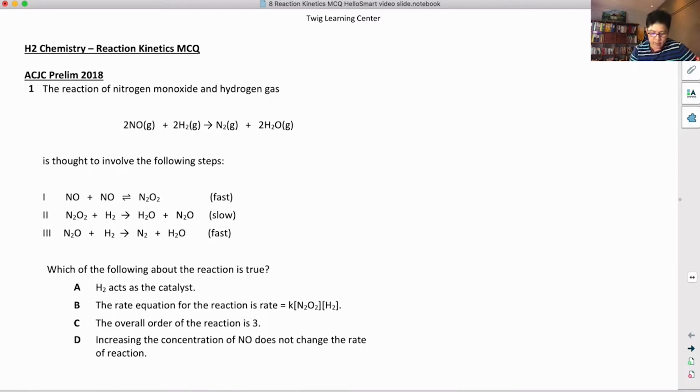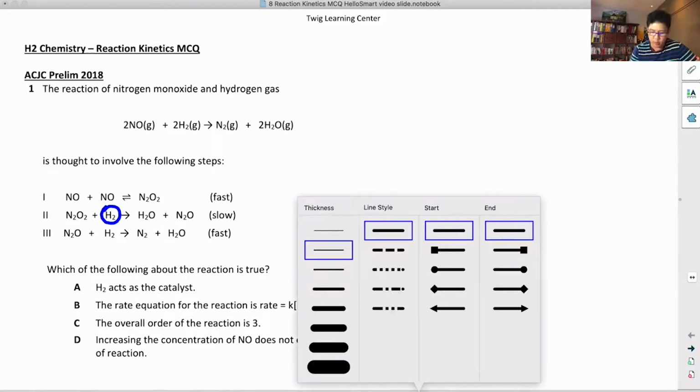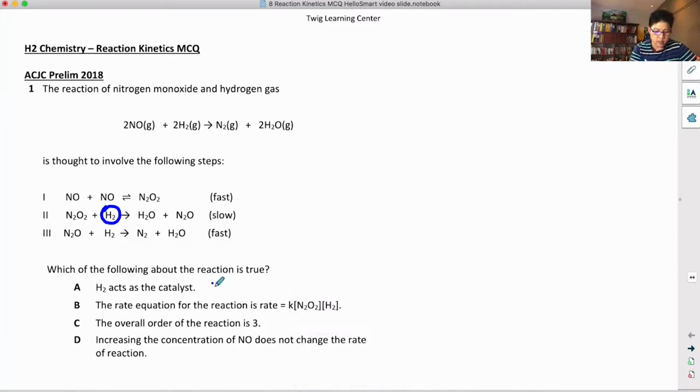Hydrogen acts as a catalyst. I don't think hydrogen acts as a catalyst in this question, because you can see that hydrogen is being used up but it's not being regenerated, right? So it's actually more like a reactant. Okay, so this is out.